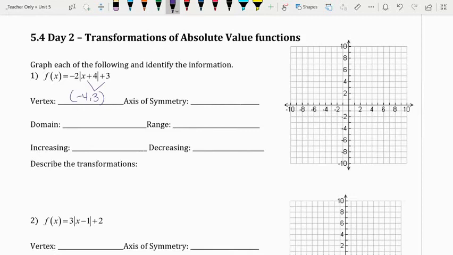From here, we are going to identify our axis of symmetry. Our axis of symmetry is going to be at x equals -4. It's always going to be whatever this vertex x value is. So I'm going to go to -4, put the axis of symmetry, and plot that point, -4, 3.